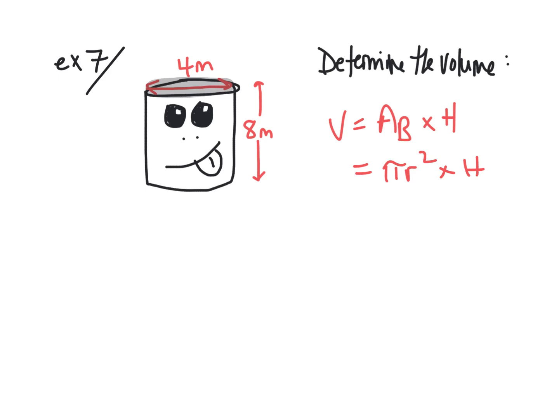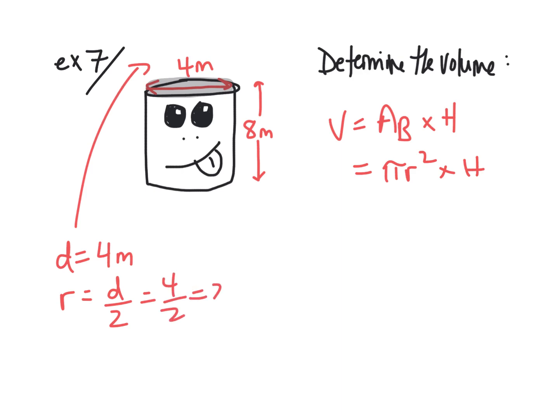Now, the 4 we're given up here, that's actually a diameter, isn't it? So the diameter is equal to 4 meters. We know that the radius is going to be the diameter divided by 2. So the radius is actually going to be 2 meters, okay? So the radius is 2. So we have 3.14, that's pi, times 2 squared, which is going to be 4, ultimately. And then we're going to multiply it by the height of 8.